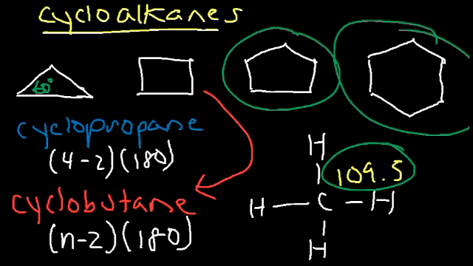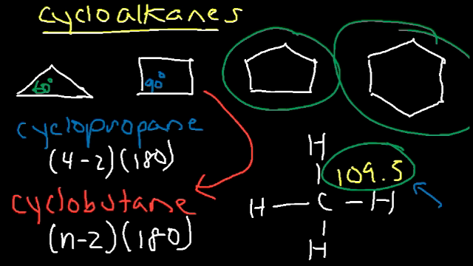So because there's 4 angles, if you divide the total interior angle of 360 by 4, 360 divided by 4 is 90. So each interior angle is 90, which is still pretty far from the ideal angle of 109.5. So cyclobutane has a significant amount of angle strain.